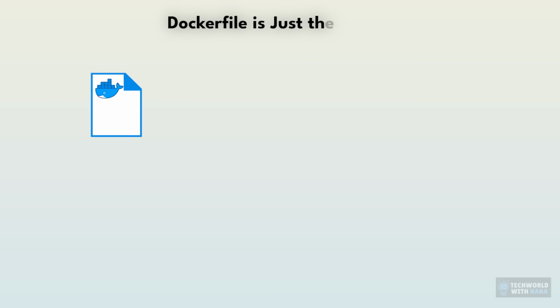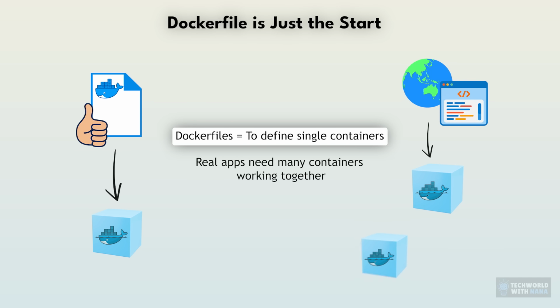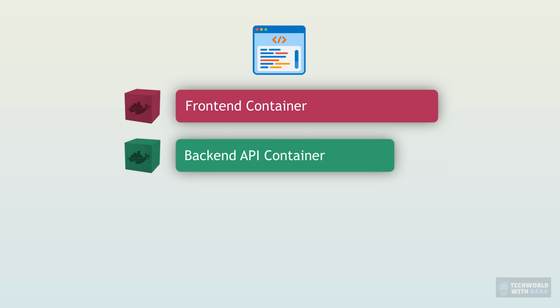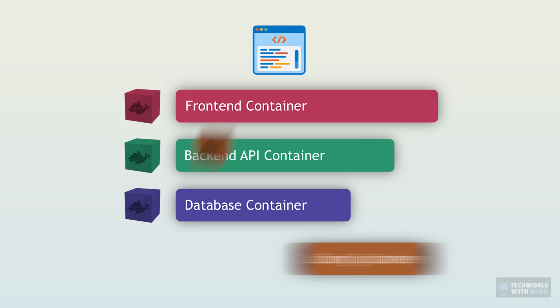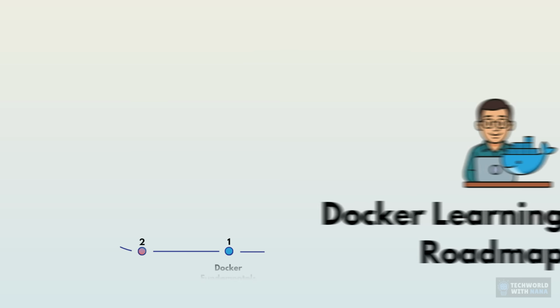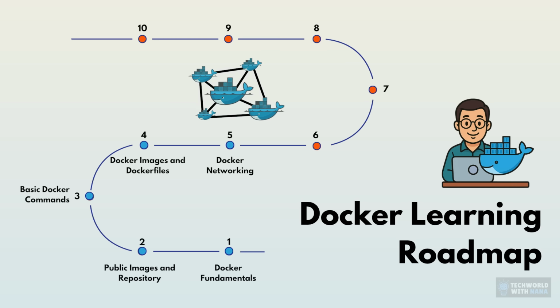Now, while Dockerfiles are excellent for defining single containers, of course, real-world applications typically require multiple containers working together. For example, a web application might need a front-end container, a back-end API container, a database container, a caching service container, and so on. So you have multiple containers that need to communicate with each other. This brings us to the next crucial concept in your Docker journey, which is Docker networking.